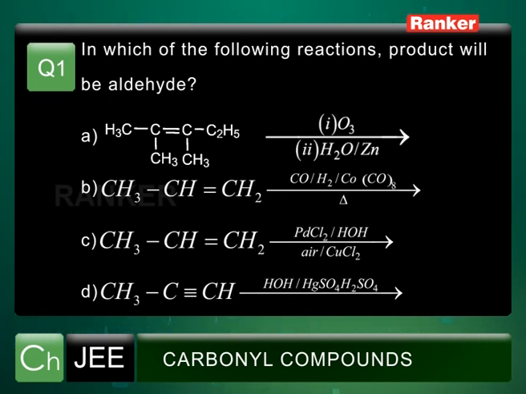The third answer is propene, and that is called Wacker's process, palladium chloride oxidation, which follows Markovnikov's rule. You will get 2-propanol. 2-propanol will be the answer. And D will be the alkyne. Alkyne undergoes hydration following Markovnikov's rule. You get a propanone.